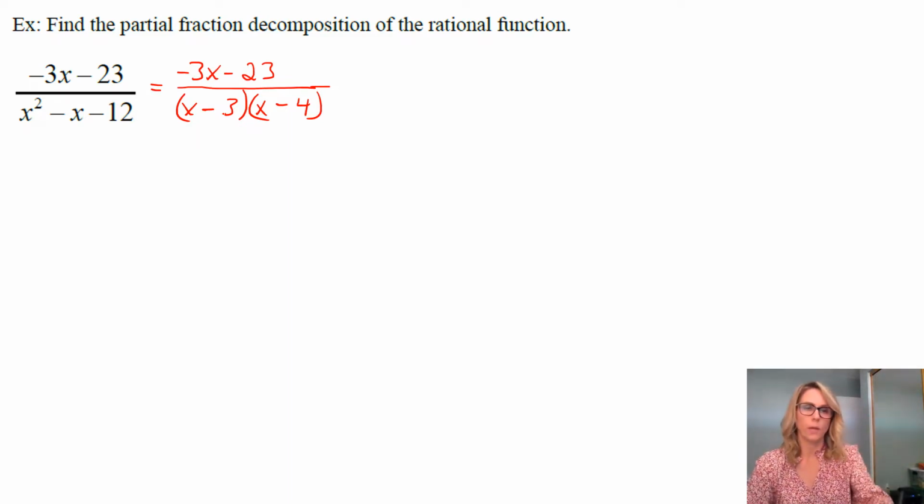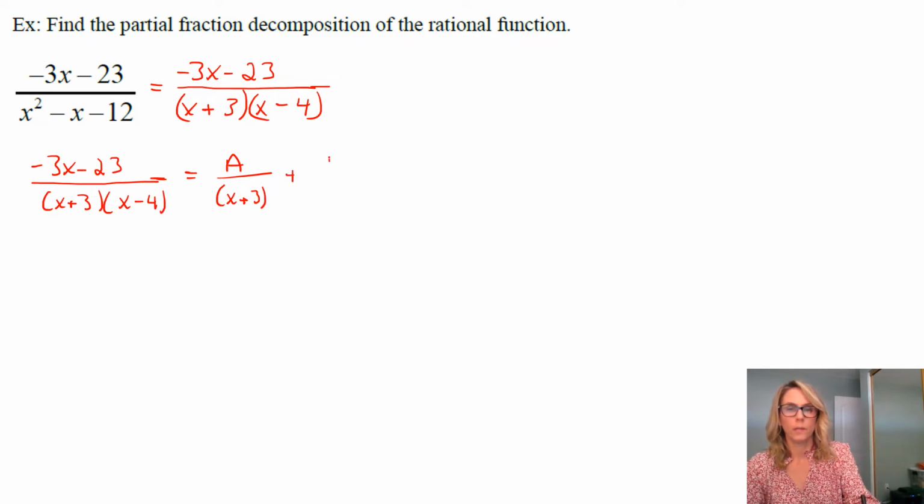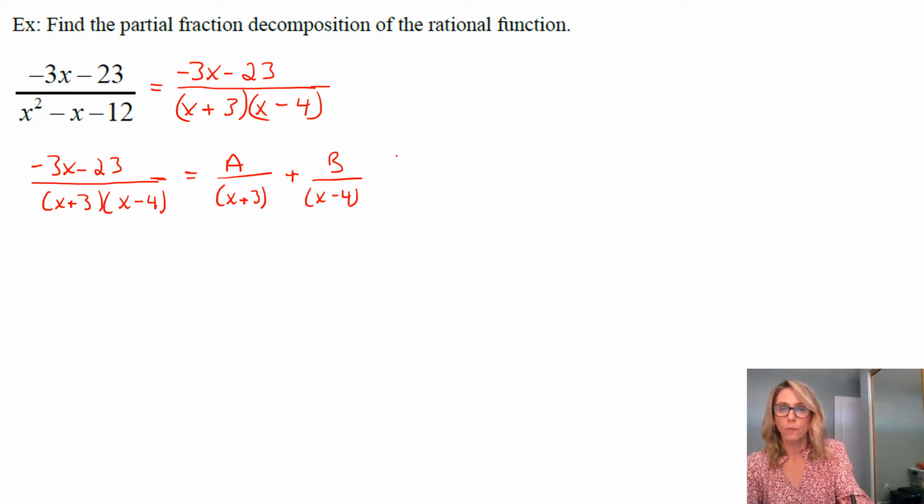What this thing says for case 1 is it tells us that negative 3x minus 23 over x plus 3, x minus 4 has to equal a over x plus 3 plus b over x minus 4. Okay. So the way that we do this, the way that we find out what this a and b are, is the following.